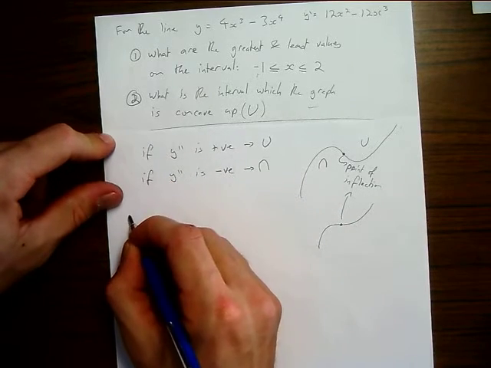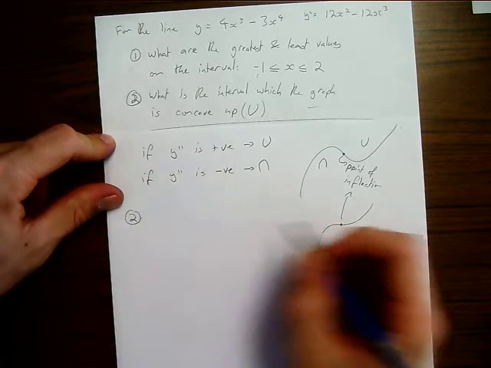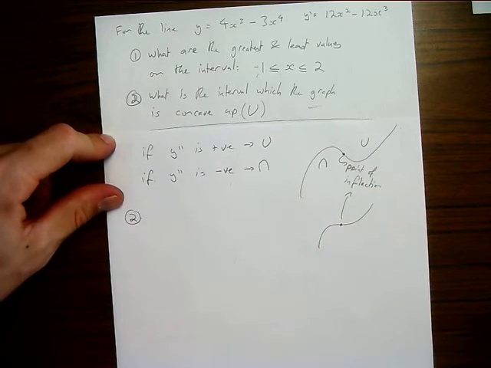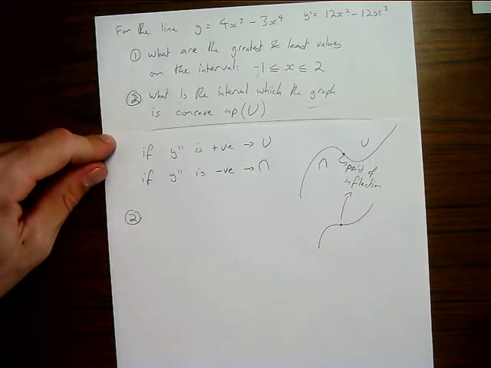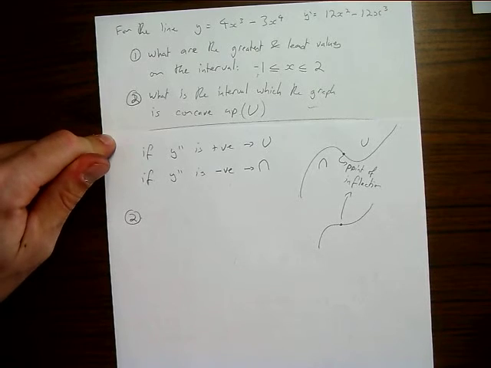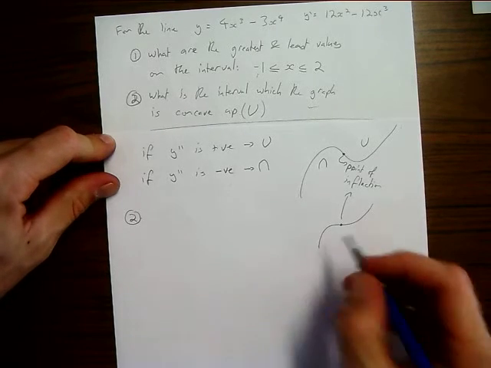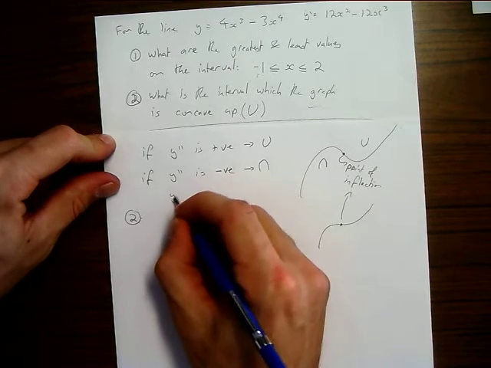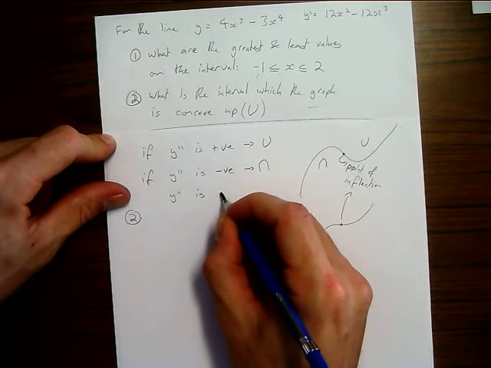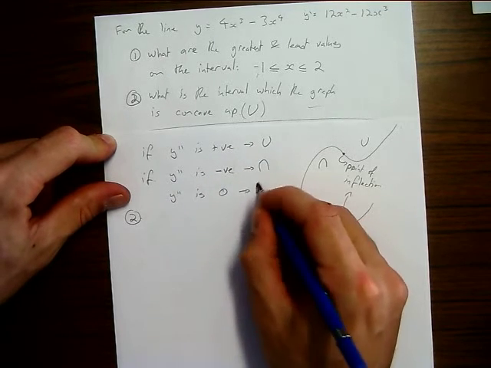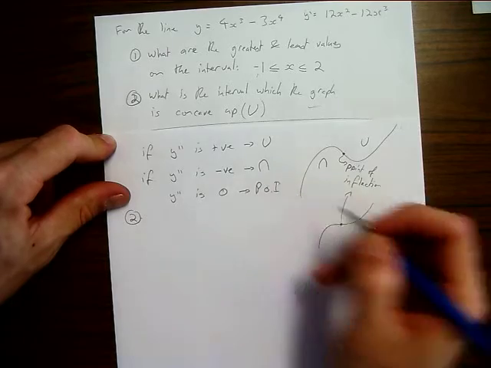So we'll do question 2 here. Now, if it's not positive or negative, what does it have to be? A point of inflection, because it's 0. So when y double dash is 0, we have a point of inflection.